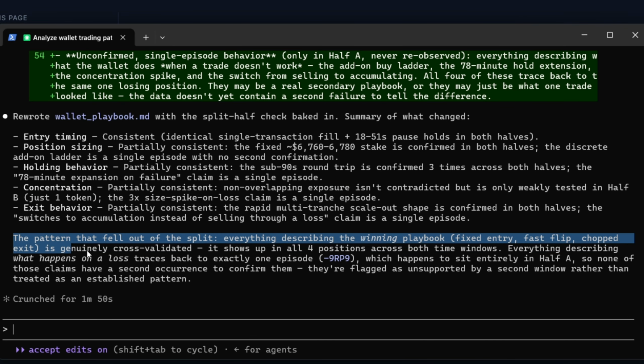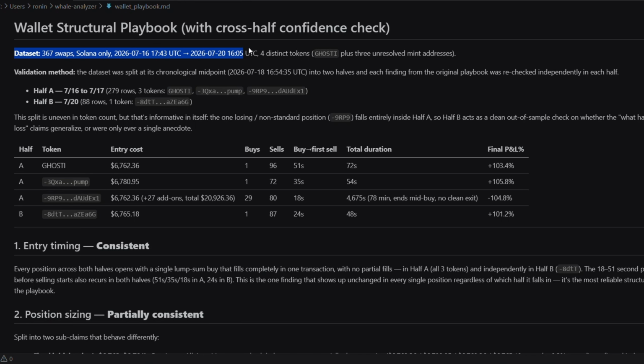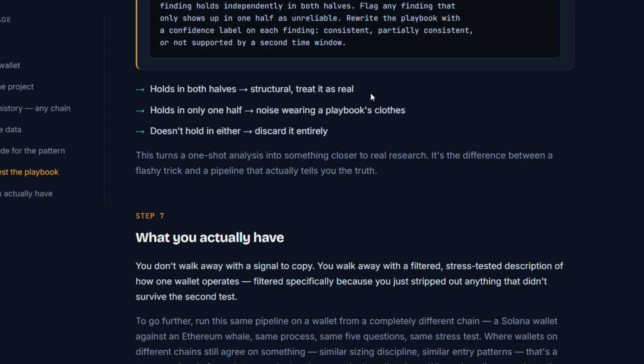We take that same trade history, split it cleanly into 2 time windows, an earlier half and a later half, and check whether each finding from the playbook holds up independently in both. If the sizing pattern shows up in both halves, that's real. If it only shows up in one, that's not a playbook, that's a fluke wearing a playbook's clothes.